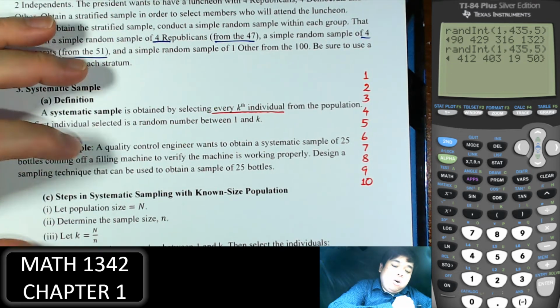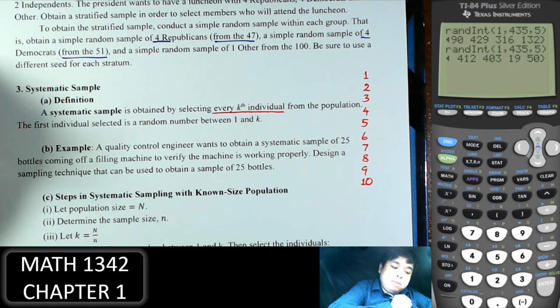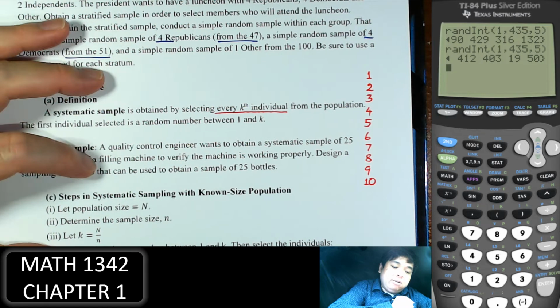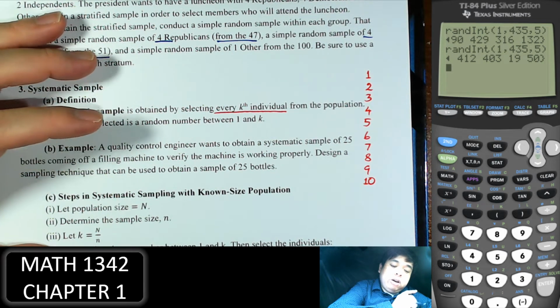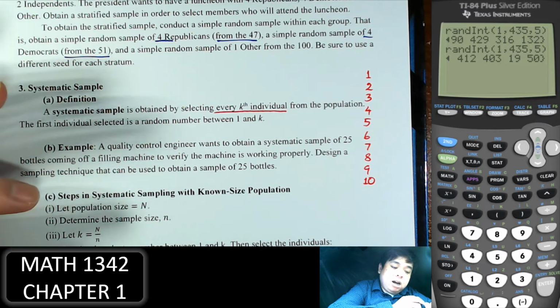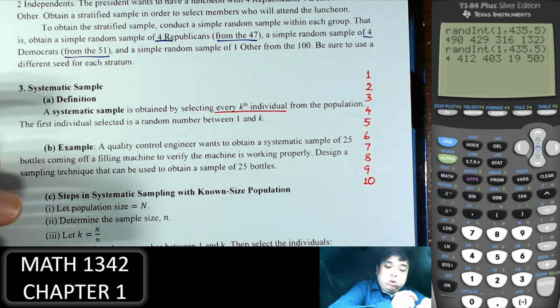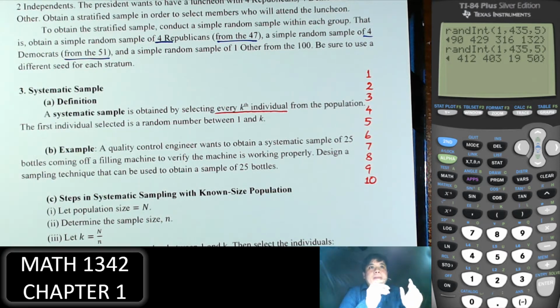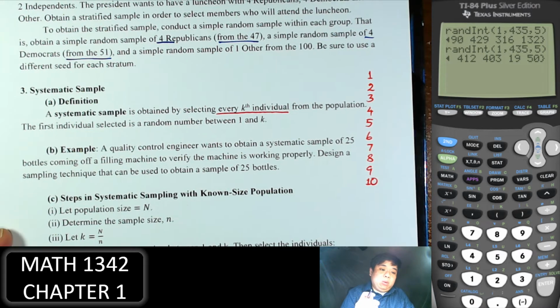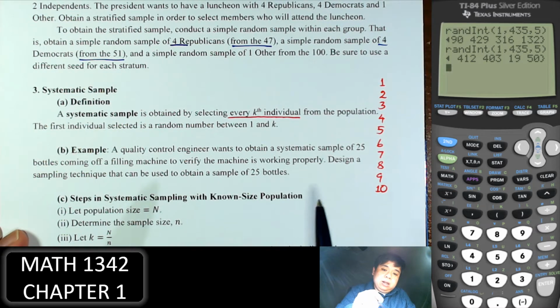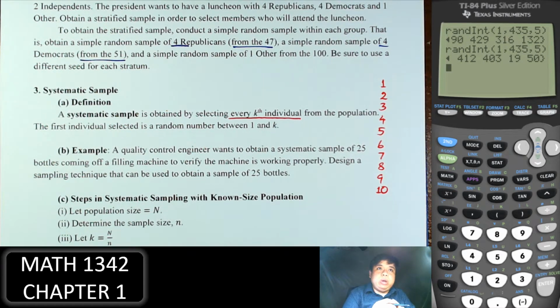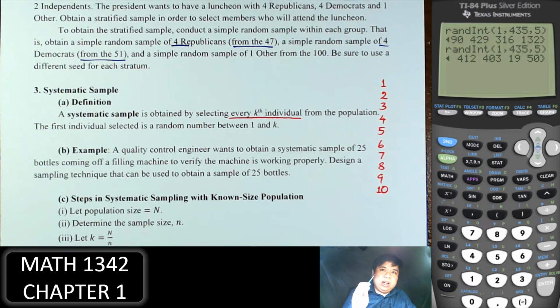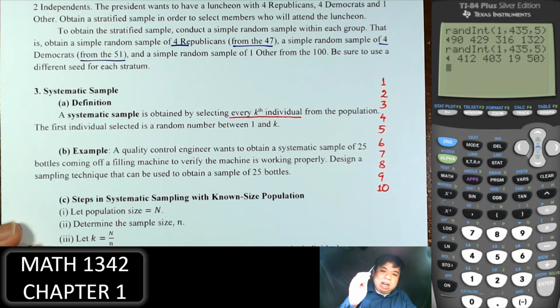A quality control engineer wants to obtain a systematic sample of 25 bottles coming off the machine to verify if the machine is working properly. Design the sampling technique to use to obtain the 25 bottles. Alright, so first, when they are coming out, we need 25. The sample of 25 depends on how many bottles we have, and then we can divide by that. So that's kind of a bigger number. Let's go for something easier.